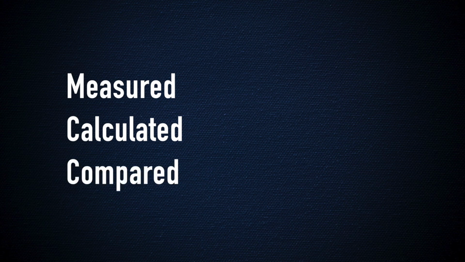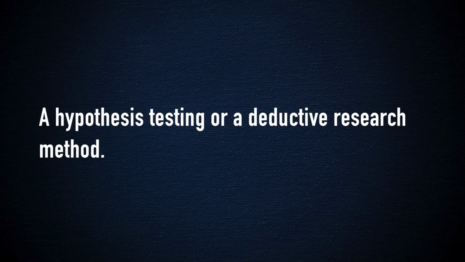Experimental method. Experimental research is a study that strictly adheres to a scientific research design. It includes a hypothesis, a variable that can be manipulated by the researcher, and variables that can be measured, calculated, and compared. Most importantly, experimental research is completed in a controlled environment. The researcher collects data and results will either support or reject the hypothesis. This method of research is referred to as hypothesis testing or a deductive research method.